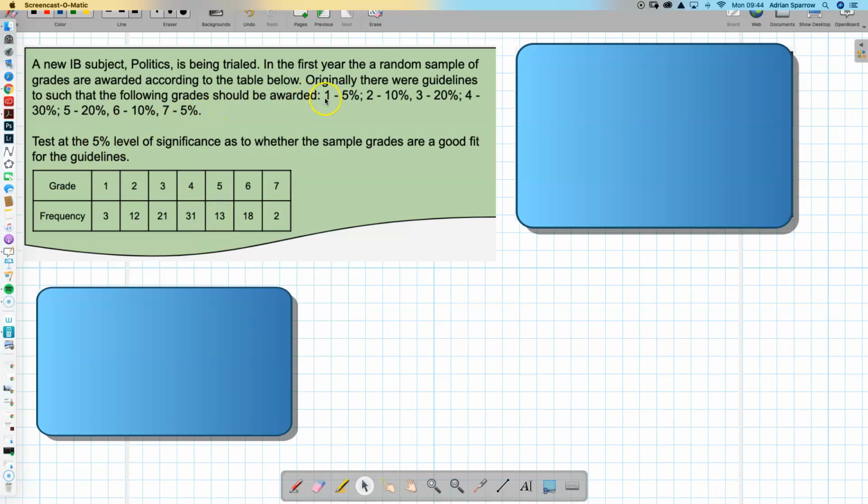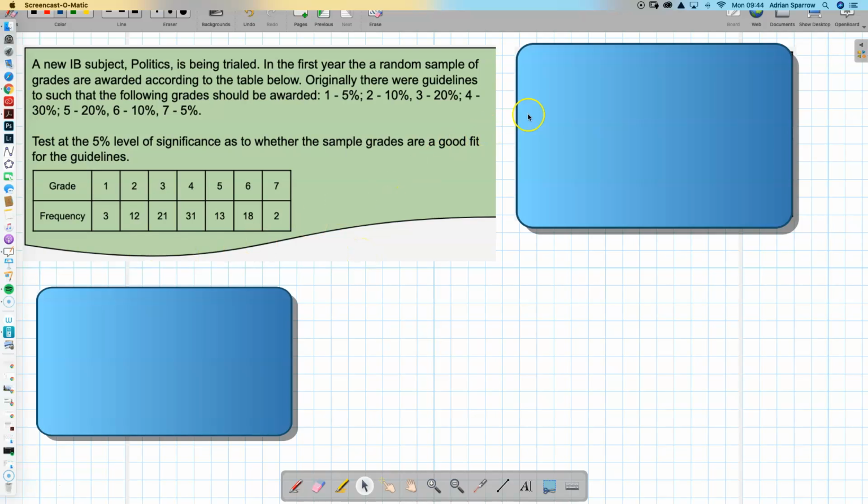So what I've got is the same sort of question you might have dealt with before, where we think that the grades should be a 5%, 10%, 20% spread. But in actual fact, here's some observed data, and there's 3 level 1s, 12 level 2s, and so on. And at grade 7, only 2 people got a grade 7.